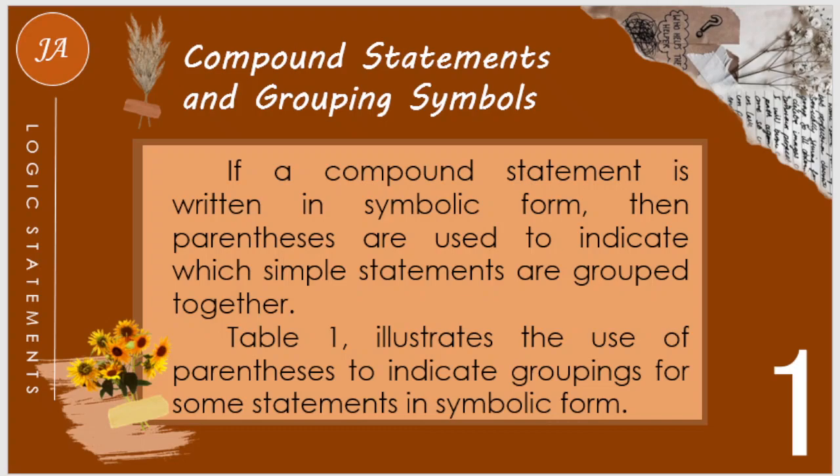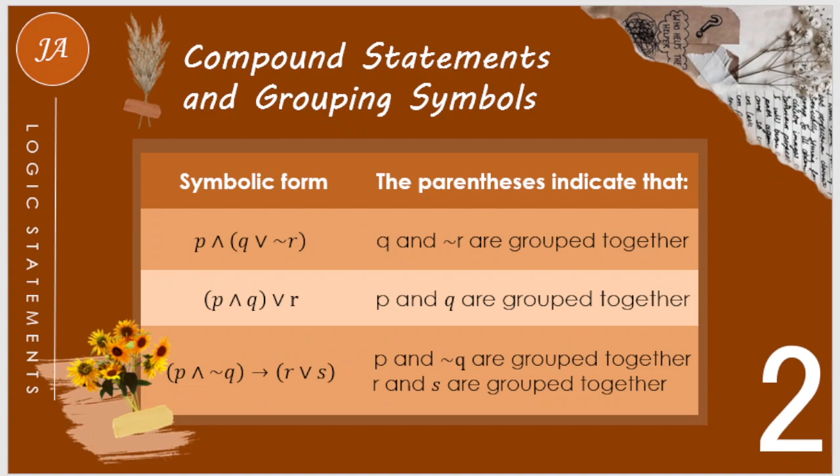If a compound statement is written in symbolic form, then parentheses are used to indicate which simple statements are grouped together. Table 1 illustrates the use of parentheses to indicate groupings for some statements in symbolic form. So we have here a table for symbolic form. The first symbolic form is P and the quantity of Q or not R. Therefore, Q and not R are grouped together.